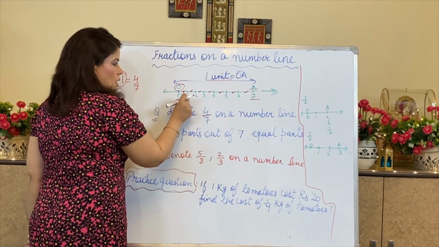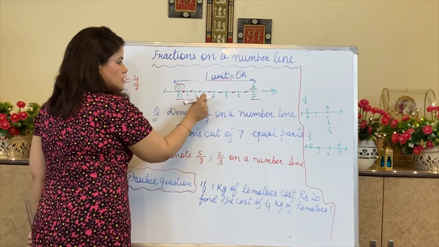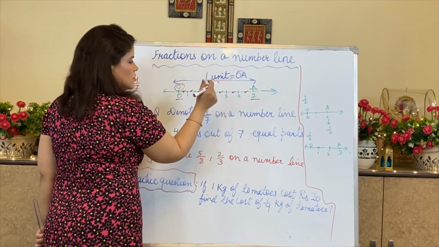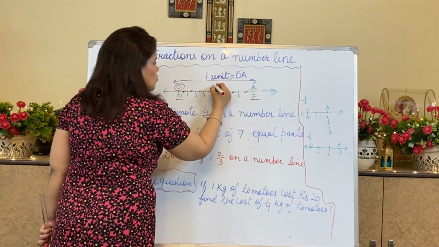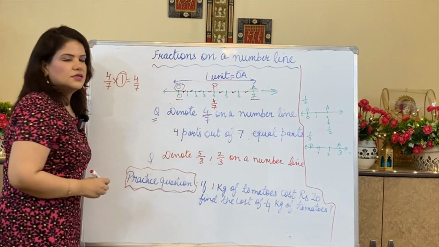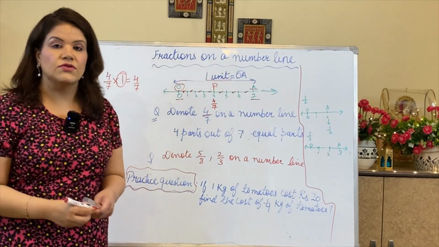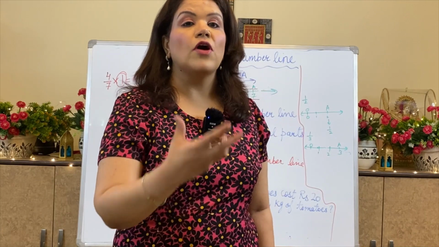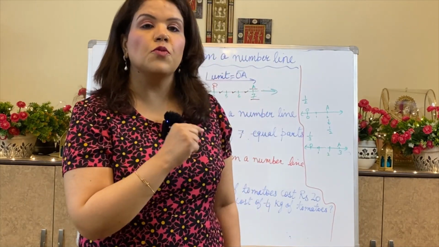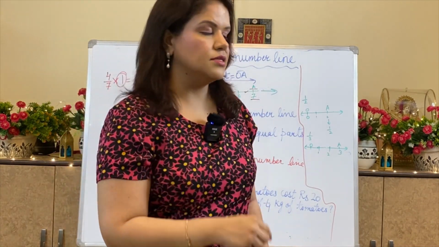This is 1 part, this is 2nd part, this is 3rd part, this is 4th. This point P represents 4 by 7, that means 4 by 7 of 1 unit length. This point P is represented.